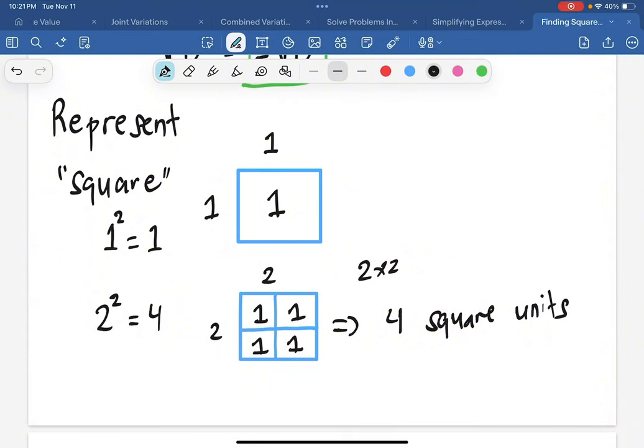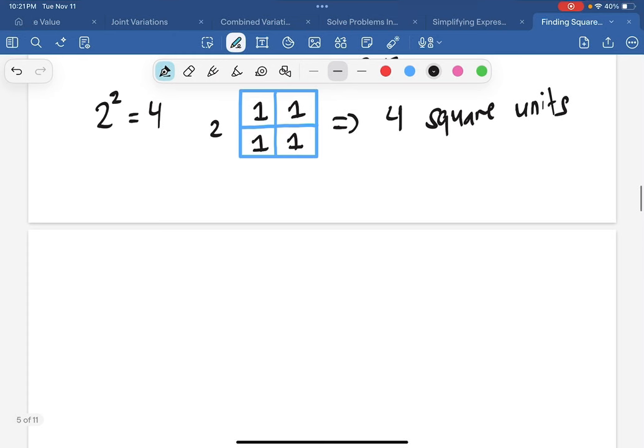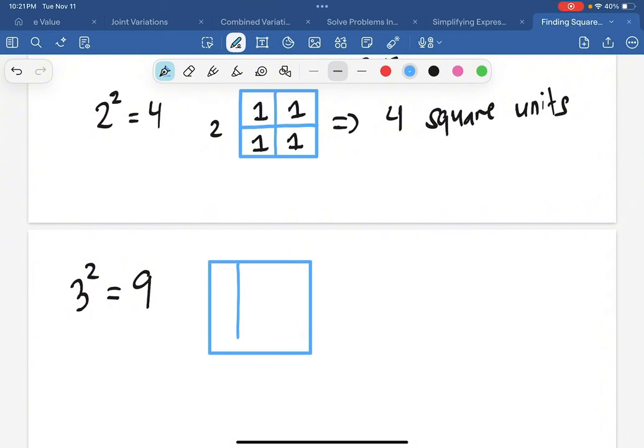Now let's try 3. So 3 squared. Again, we know that 3 squared is 9. So if we are to represent this using a square, obviously, I'm not sure. Okay. I hope I could do this right.